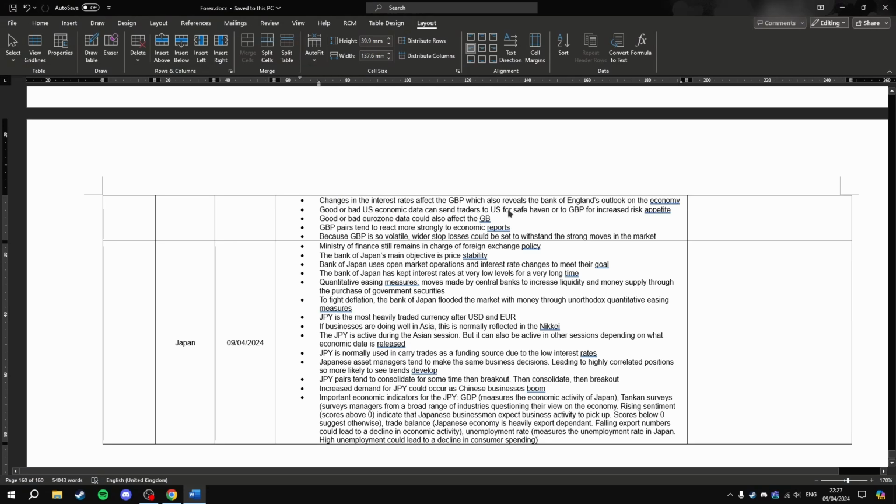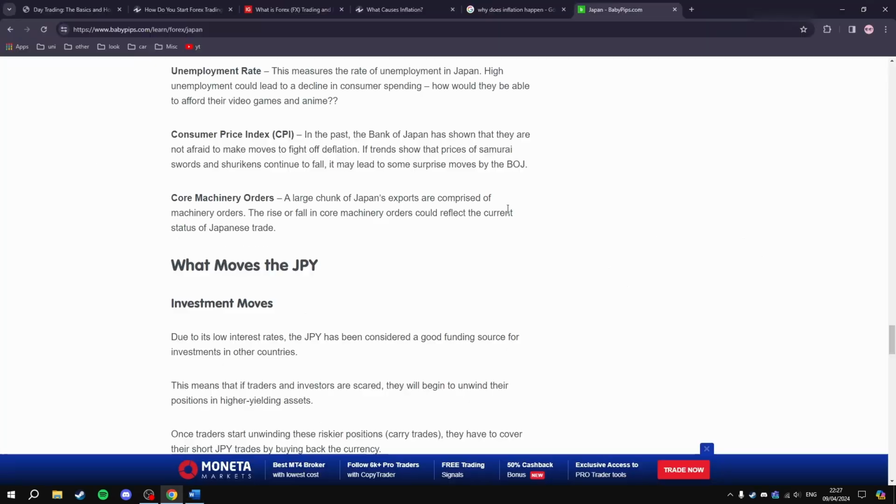CPI, Consumer Price Index. In the past, the Bank of Japan has shown that they are not afraid to make moves to fight off deflation. Deflation, that's the opposite of inflation. So, I'm assuming deflation is when prices go down. Its trend shows that prices of samurai swords and shurikens continue to fall. It may lead to some surprise moves by the Bank of Japan.